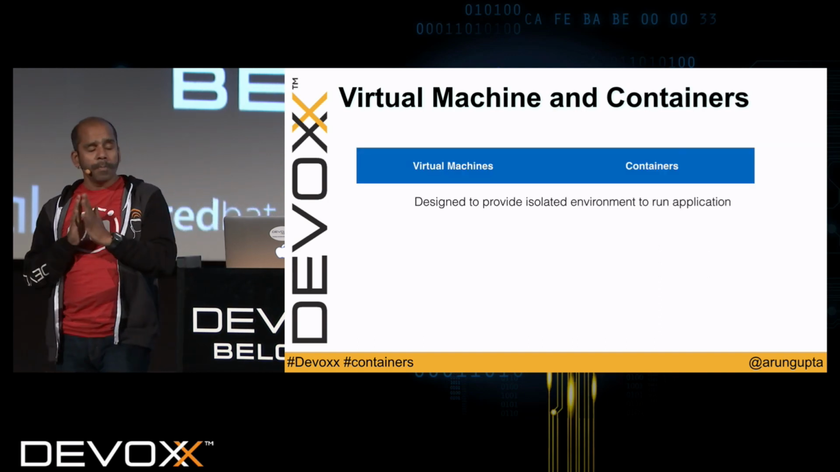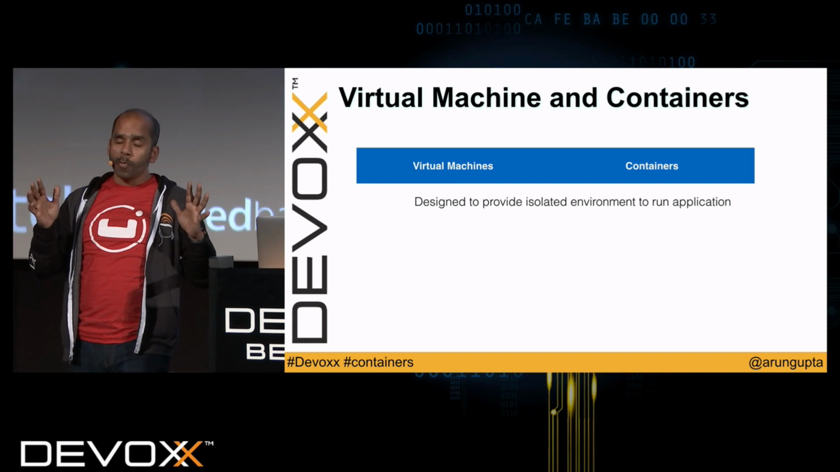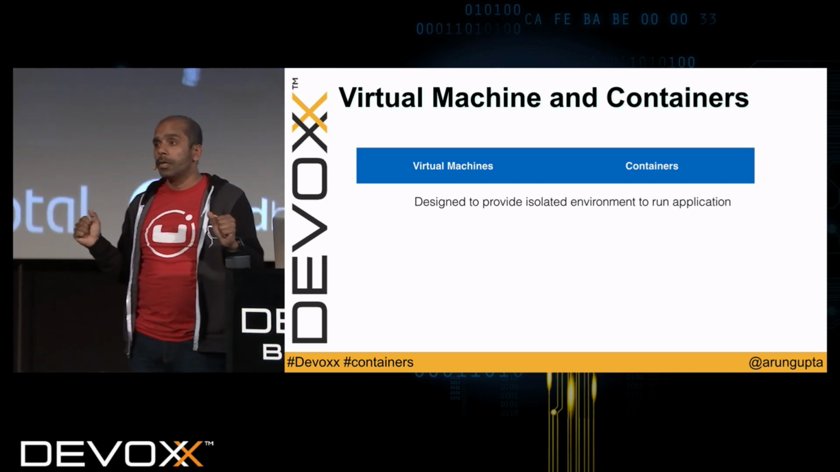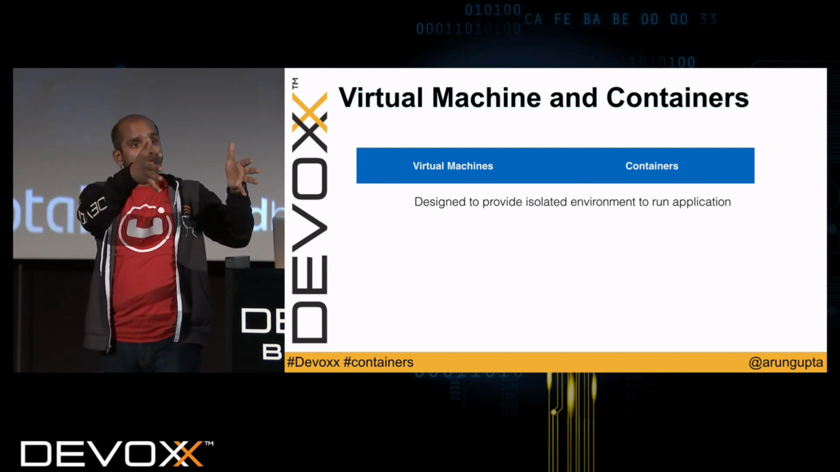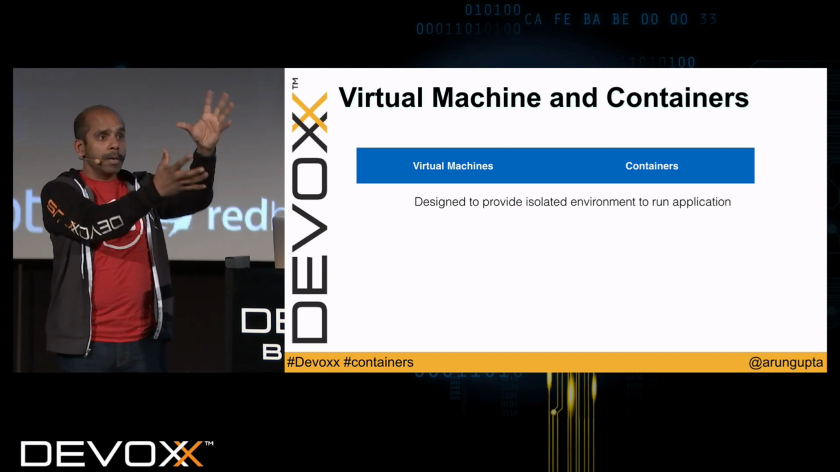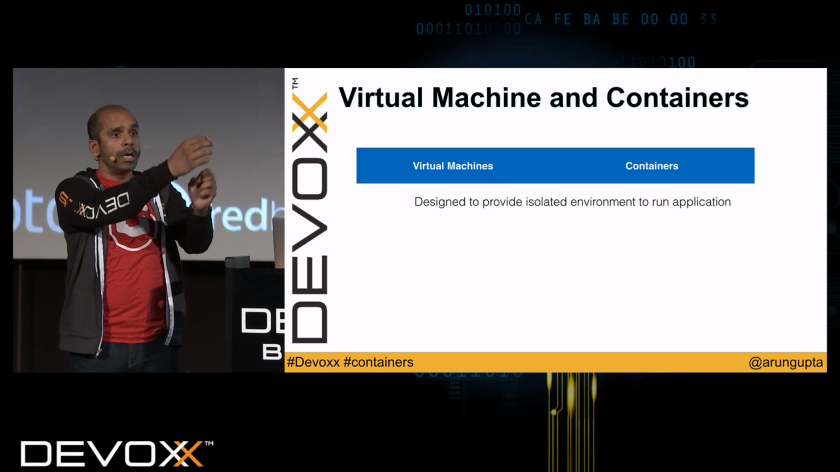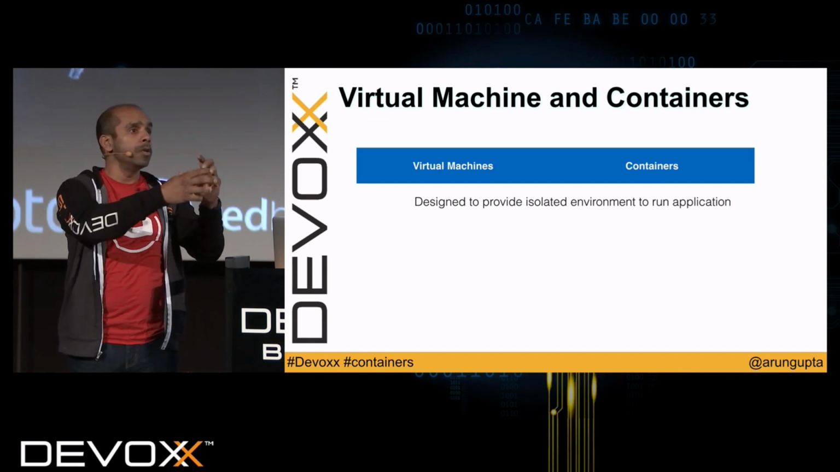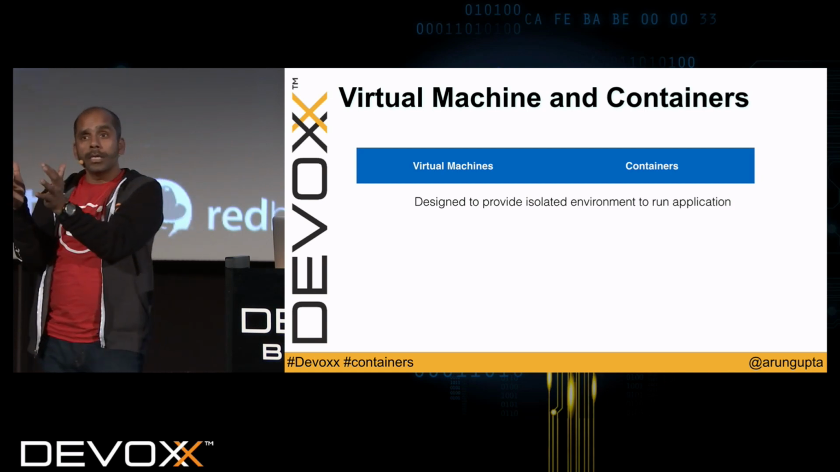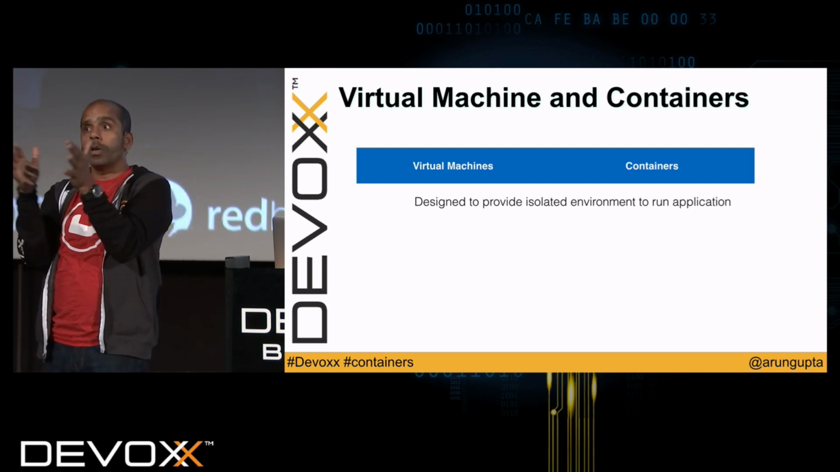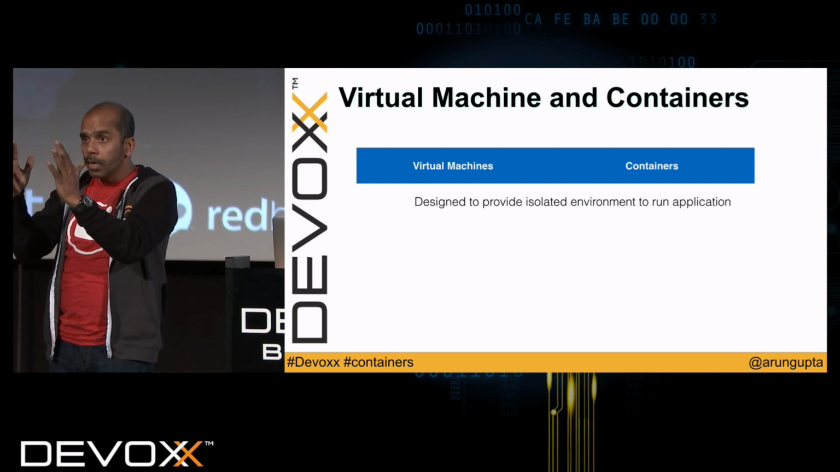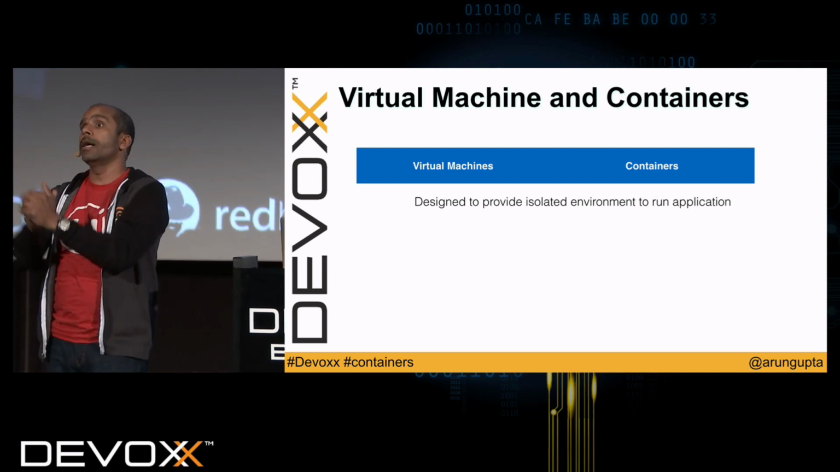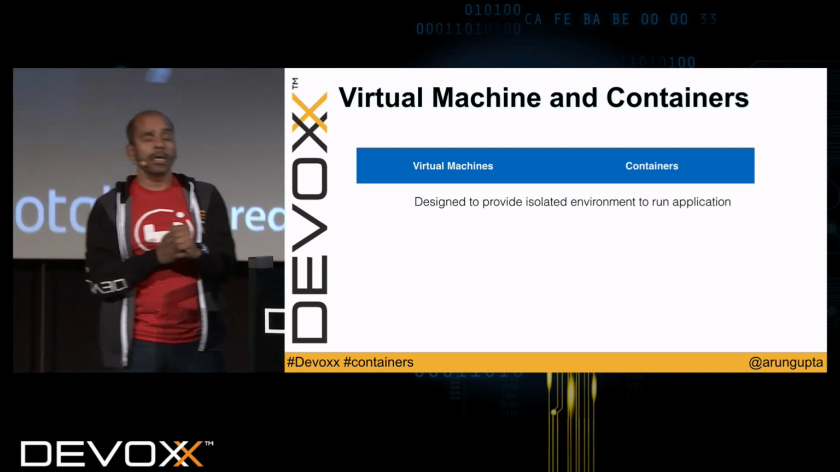Well, first of all, they're both designed to provide an isolated environment to run your application. If you're running your application in a virtual machine, it is completely isolated from others. It has its own networking stack, its own storage, own volumes, etc. Similarly, a container is a smaller version of it, but everything is kind of within that environment itself. You can run fairly isolated when you're running an application in a container environment.